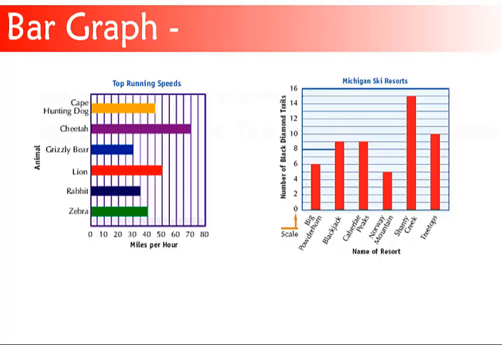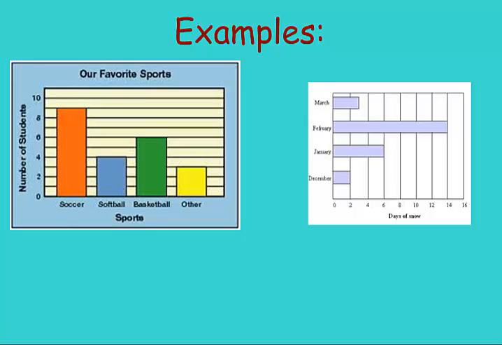Here's an example of a vertical and a horizontal bar graph. The top running speeds is a horizontal bar graph. The Michigan Ski Resorts is a vertical one. Here are two more examples. So all in all, we are comparing things in categories.